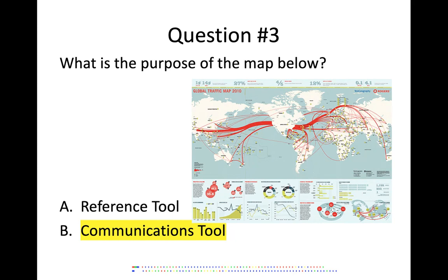This map is showing the flow of global air traffic. From this map, we can learn that the United States had the most global air traffic to and from. We can tell that the East Coast air traffic translated to South America and Europe, while the West Coast air traffic translated to Asia and Australia.